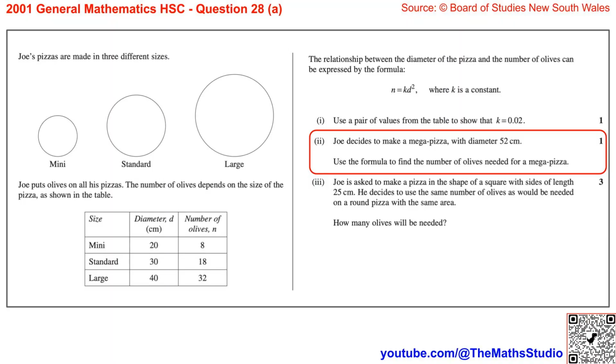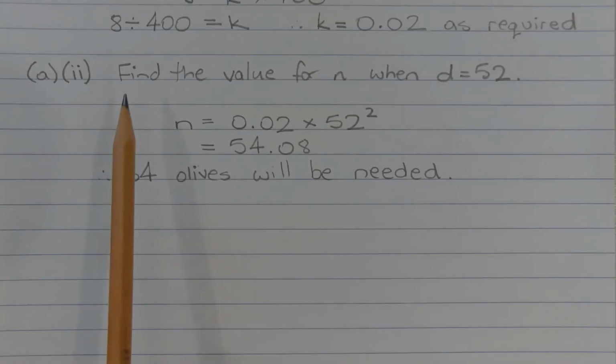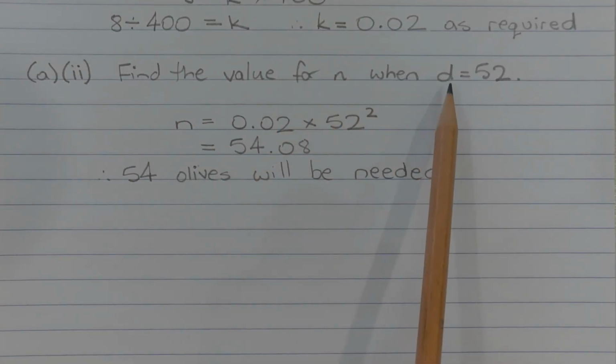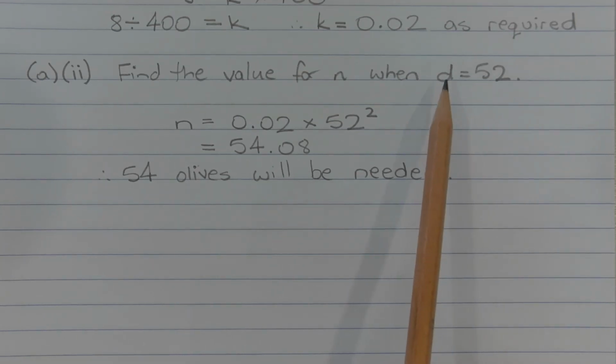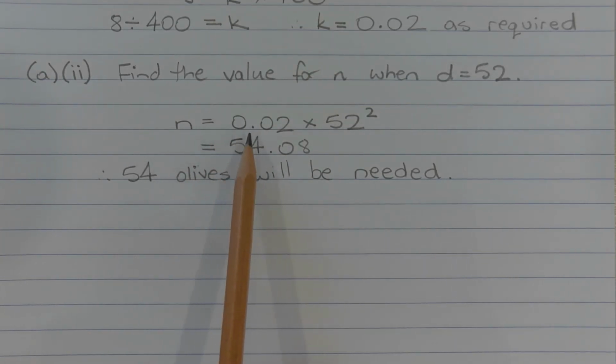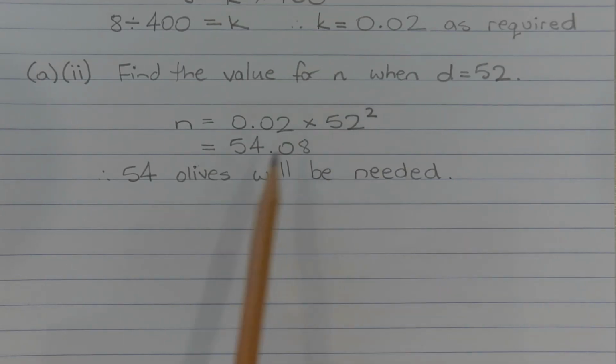Part 2. Joe decides to make a mega pizza with diameter 52 centimeters. Use the formula to find the number of olives needed for a mega pizza. Find the value for n when the diameter d equals 52. So substituting d equals 52 into the formula and noting that we've found the value of k in part 1, we have n equals 0.02 times 52 squared, which equals 54.08. So rounding down to the nearest whole number, therefore 54 olives will be needed.